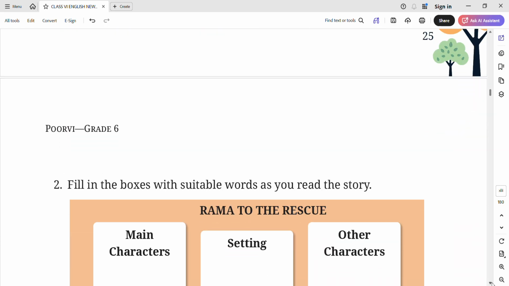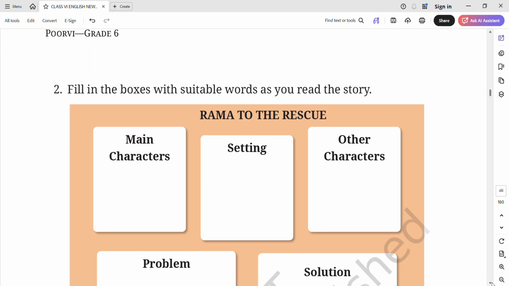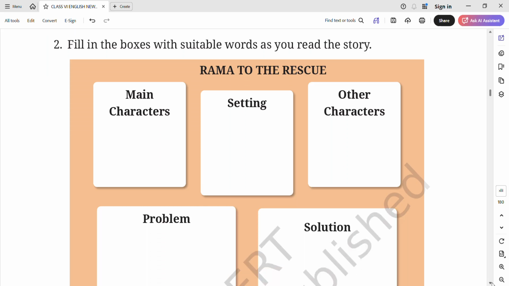Now these are the fill in the blanks. Fill in the boxes with suitable words as you read the story. So you need to fill these words as per the story that you read, that is Rama to the rescue. So first we need to find out the main characters. Who are the main characters?